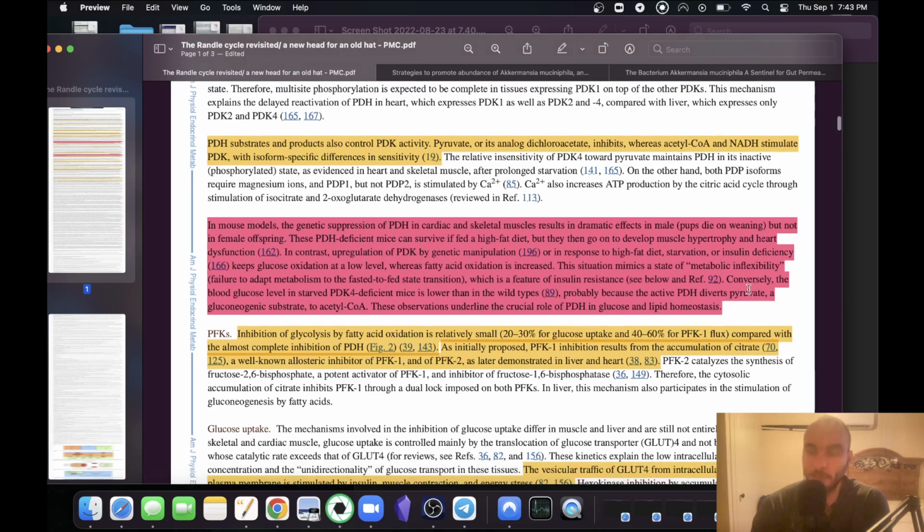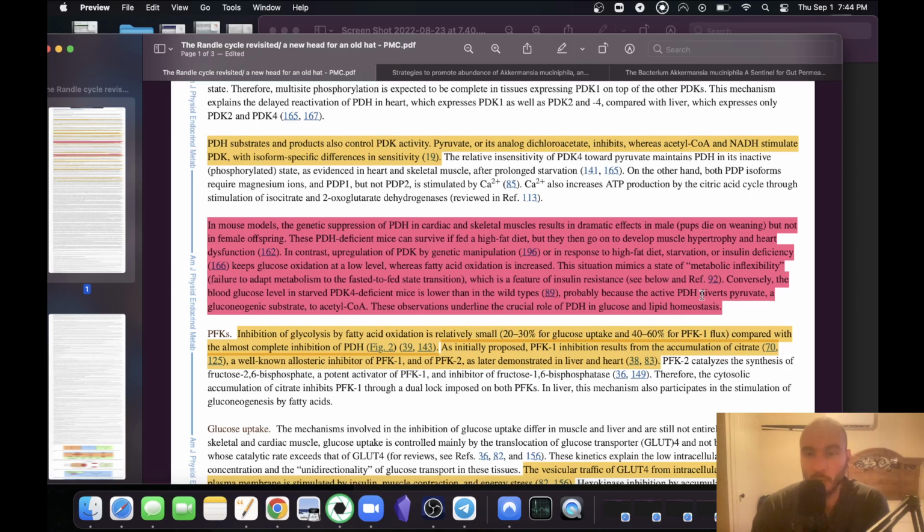Now, if we upregulate pyruvate dehydrogenase, what they say here is, conversely, the blood glucose level in starved pyruvate dehydrogenase kinase 4 deficient mice is lower than in wild types, probably because the active pyruvate dehydrogenase diverts pyruvate, a gluconeogenic substrate, to acetyl-CoA. These observations underlie the crucial role of pyruvate dehydrogenase in glucose and lipid homeostasis.